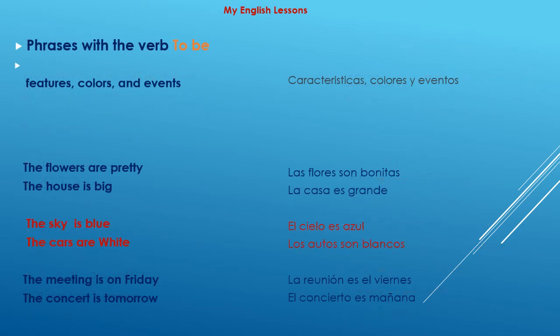Phrases with the verb to be. Features, colors, and events. The flowers are pretty. The house is big. The sky is blue. The cars are white. The meeting is on Friday. The concert is tomorrow.